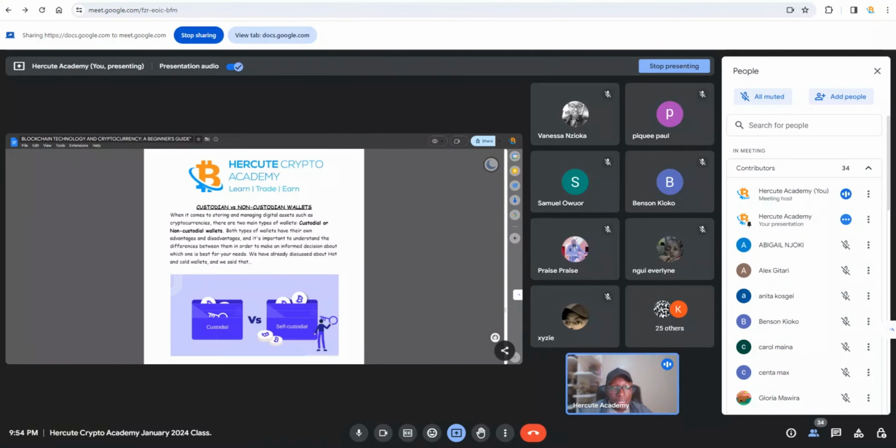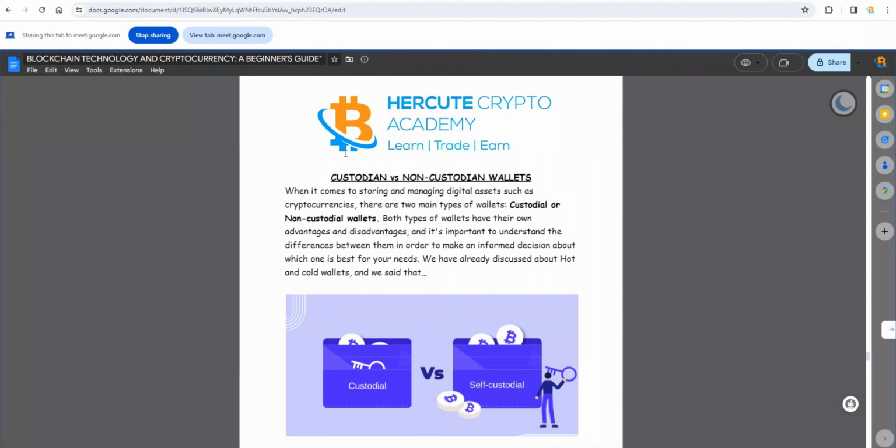So custodial and non-custodial wallets are actually part of the hot and cold wallets. Cold wallets and hot wallets are like the main wallets, and then below them we have custodial and non-custodial wallets, and you're going to see how they differ. But do we have a question up to that point before we continue? All right, we don't have one, so let's proceed.